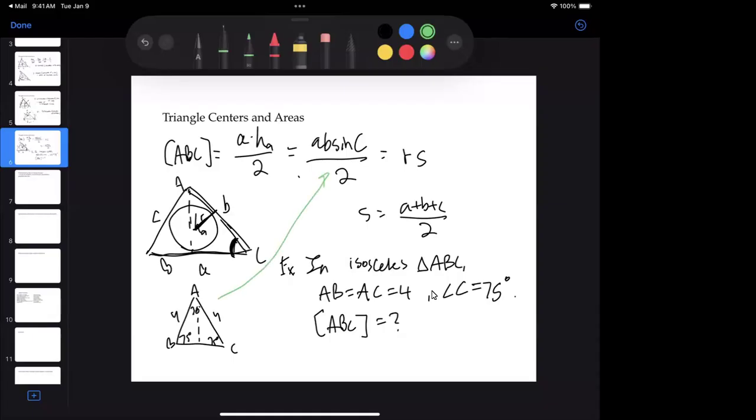Anyone? Okay, so we can use this formula, right? Because this makes the third angle 30 degrees. This makes angle A 30 degrees. So we get the area is equal to 4 times 4 times sine of 30 over 2. Sine of 30 is easy to calculate. It's 1/2. And so that equals 4. Any questions?